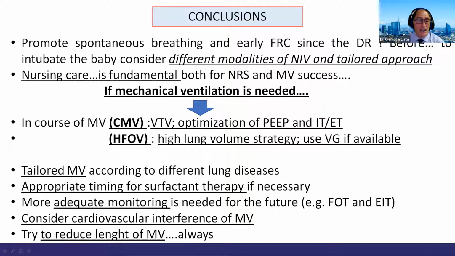It's very important, when surfactant is necessary, to choose the appropriate timing. Remember that early is better than late to give surfactant. We need more adequate monitoring for the future. I think that the forced oscillation technique and EIT could be very promising approaches to monitor the baby on mechanical ventilation. Always consider the cardiovascular interference of mechanical ventilation, and always try to reduce the length of mechanical ventilation and so try to extubate the baby as soon as possible.